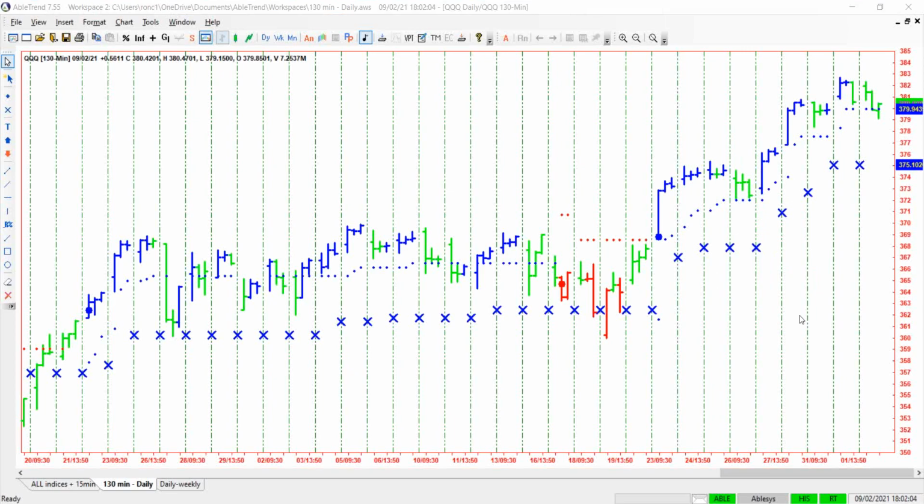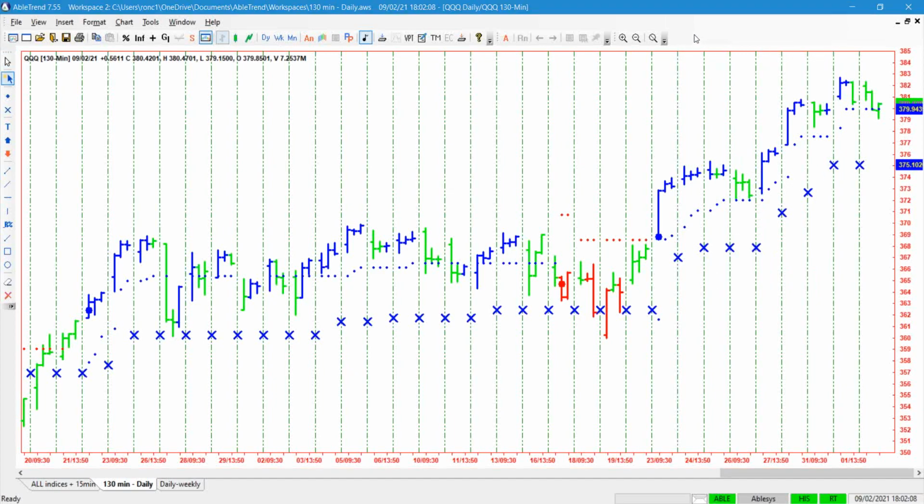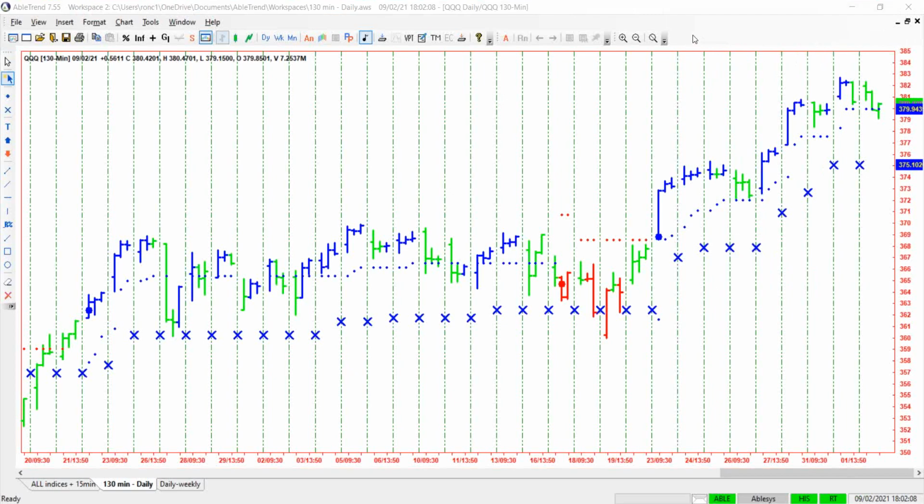Let's jump right in and take a look at what you want to be seeing on your charts. So we got a Q's chart here. This is a swing chart. 130-minute daily combinations really work well for swing trading. I'm a big ETF trader, so I like ETFs, but it doesn't matter. AbleTrend couldn't care less what you trade: stocks, ETFs, futures, Forex, anything you want.